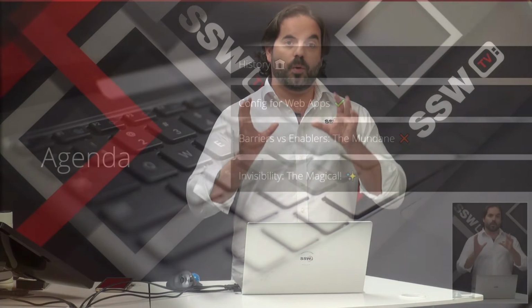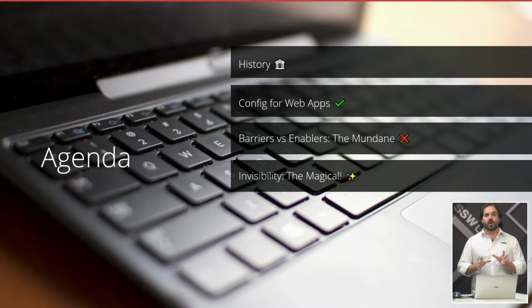And I'll talk about what the difference is between that and mobile, and what the challenges are with mobile. And then we'll look at what the barriers are, and what the enablers are, and how we can get that config into your users' hands on their mobile device. And we'll talk about why that's a mundane way of doing it. We'll look at some mundane ways of doing it. And then we'll talk about invisibility, the magical way of doing it. And I'll explain why I think in the context of enterprise apps, invisibility is the most magical thing you can do.